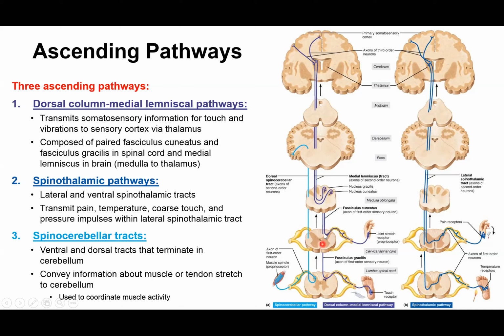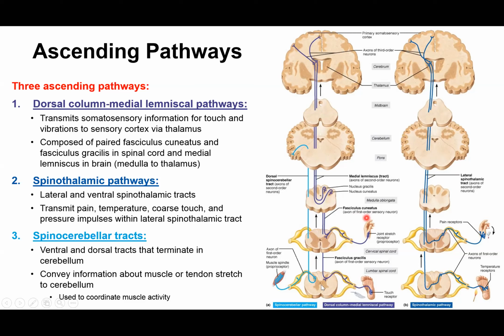So its first order neurons are going to be a lot longer when you compare it with the spinothalamic pathway. These first order neurons over here in the dorsal pathway are much longer because they don't actually synapse on the second order neuron until it reaches the medulla. Okay, and that's the point. The second order neuron is going to cross over onto the opposite side of the body. So that's just something to note, that there's a difference between those two where crossing over is occurring.